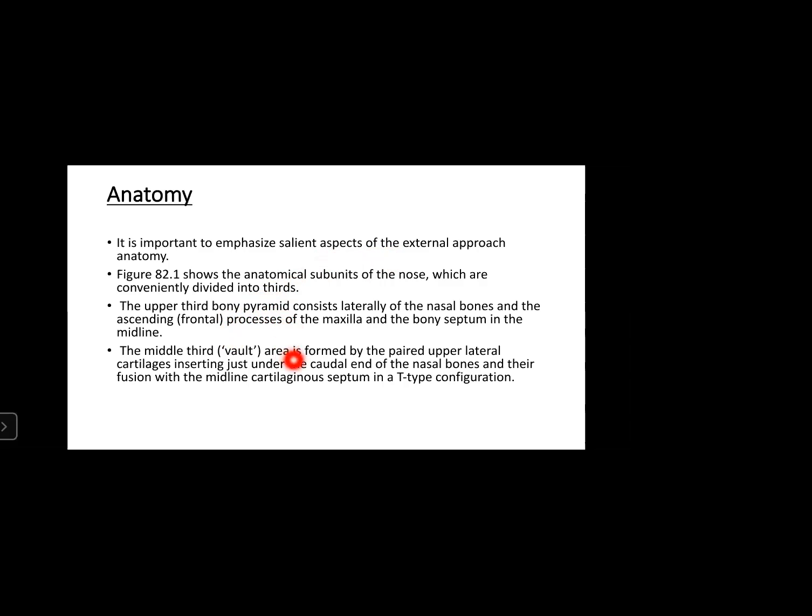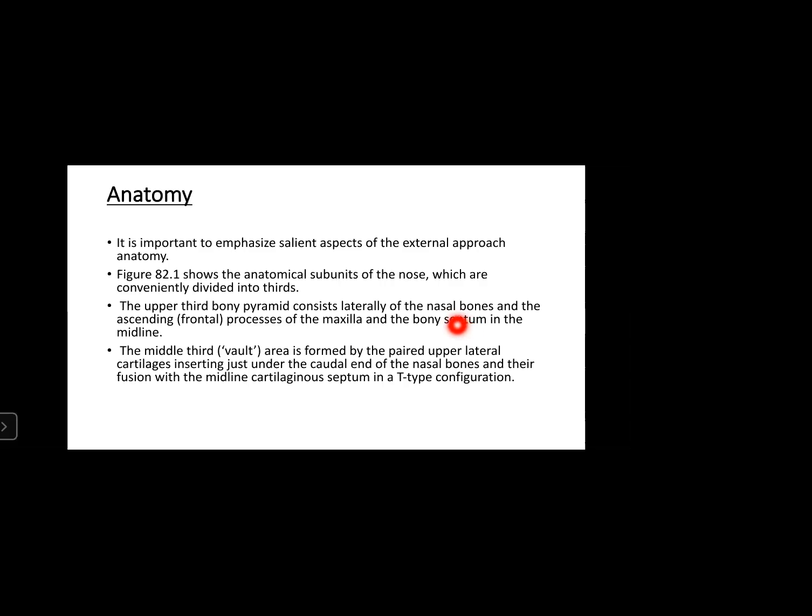And on either side of the nasal bones, there is the FPM. You should remember APM or FPM, that is the ascending process of the maxilla or frontal process of the maxilla, which is very important. And the bony septum, as you know, is there in the midline.